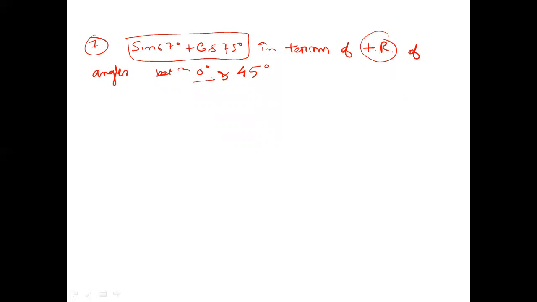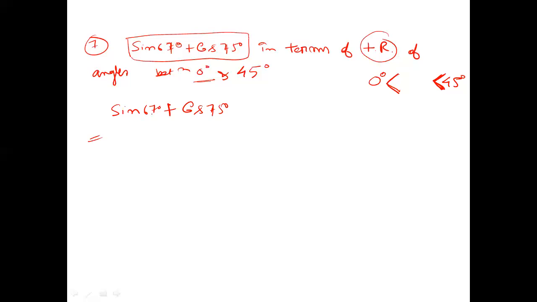Now see, here the angles are not in between 0 degree and 45 degree, but you have to express this trigonometric ratio in terms of angles whose values are between 0 degree and 45 degree. That means it must be what? Between means what? It must be greater than 0 and less than 45 degree. But here 67 and 75 are not in this range. Now how can you solve it? How can you express this trigonometric ratio?